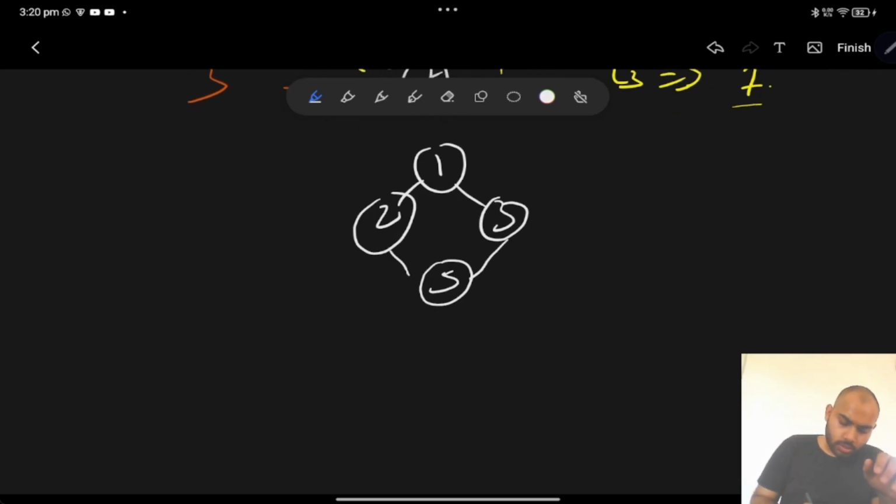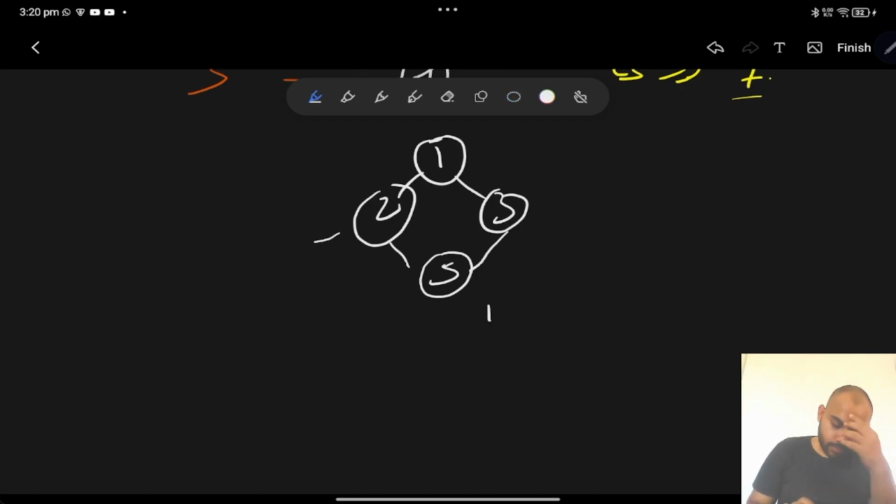Let's try to understand it. Let's suppose my starting node is 1. Now I'll check what the neighbors of 1 are. That is 2 and 3. We started with node 1, and the neighbors of 1 are 2 comma 3.